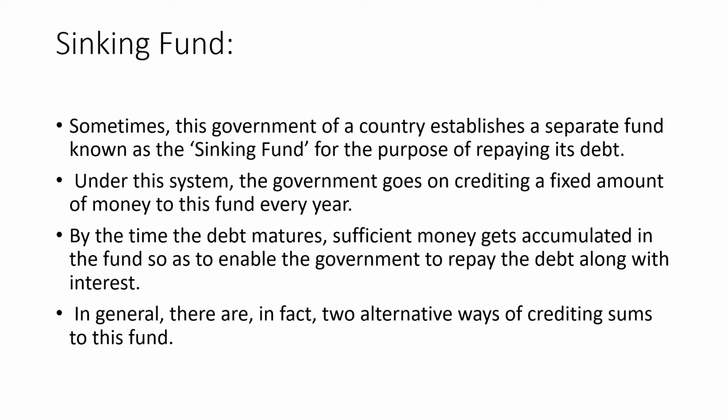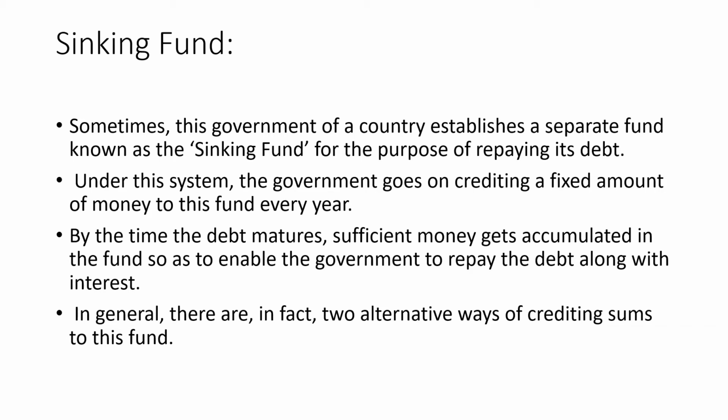So the government has taken the loan. The government has a calculation of the interest rate which it has to give to the entity from which it has borrowed the money. With this calculation, the government will be setting apart the money which is to be paid on maturity to repay the old debt. So for that, the government creates a fund which is known as a sinking fund.